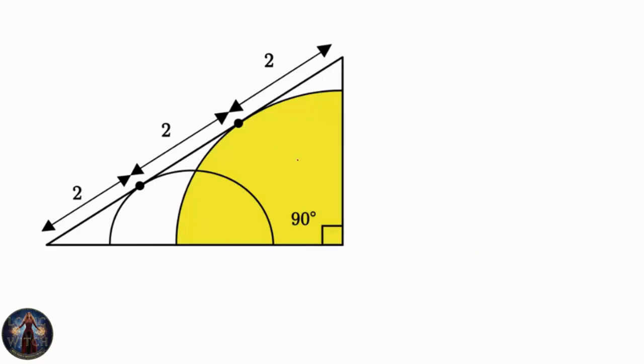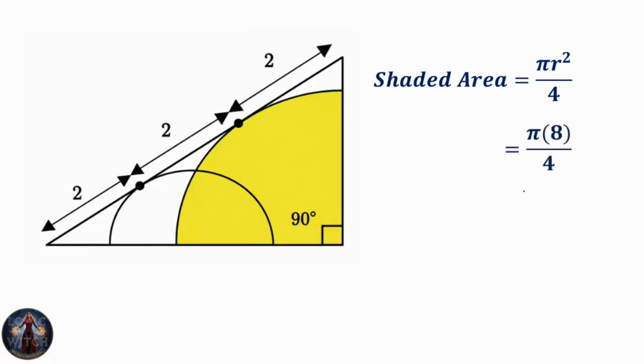We need to solve for the shaded area, and the shaded region is nothing but a quadrant only. Therefore, the shaded area is equal to the area of the quadrant. So shaded area is equal to pi r square by 4. We already solved for the value of r square, so substituting the value of r square, we will get pi into 8 by 4, and on solving this we'll be getting 2 pi square units as our shaded area. So that's my answer for the shaded region area.